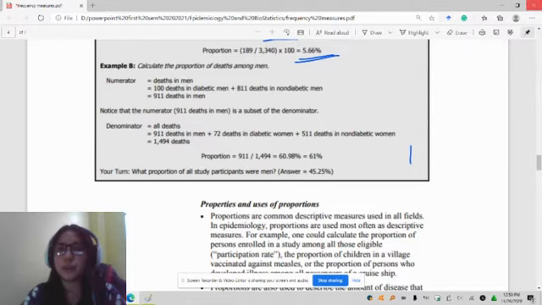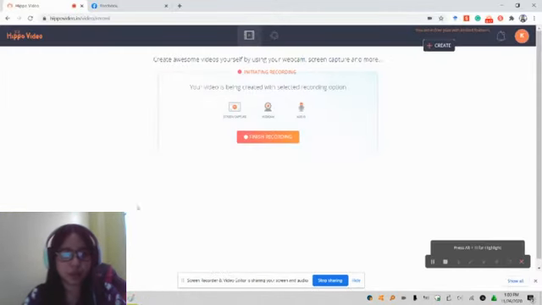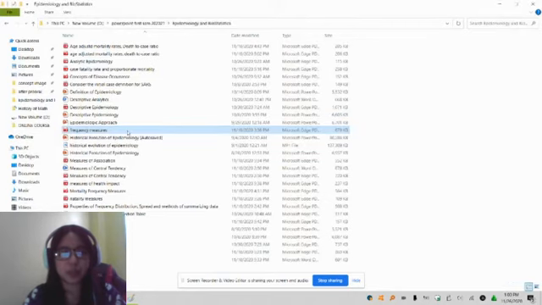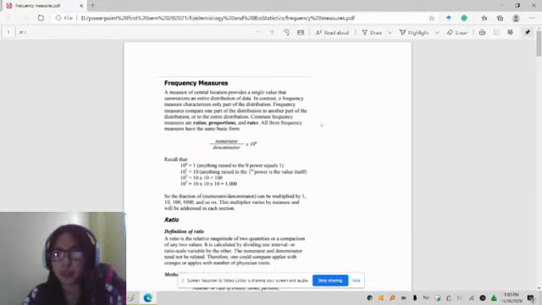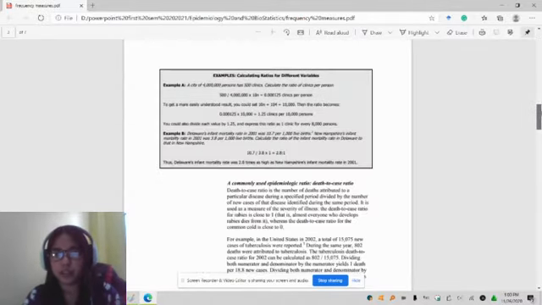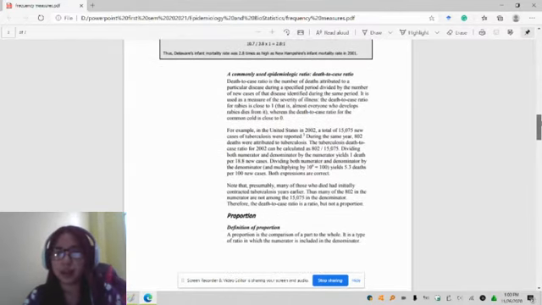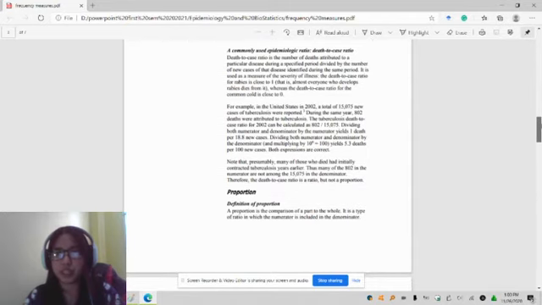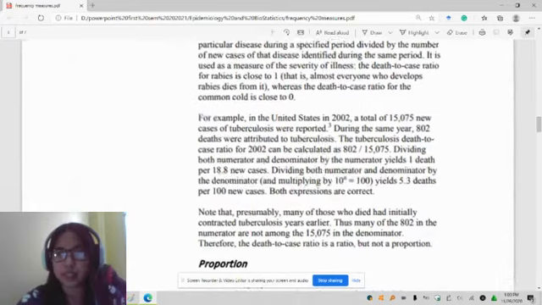So today we are going to consider still discussion on frequency measures. In our topic on frequency measures, we are done with the ratio except that we end up with the examples on application of ratio. So we have here the given example. It is one of the particular ratios used in epidemiology. It is the death to case ratio. So let's have this example.